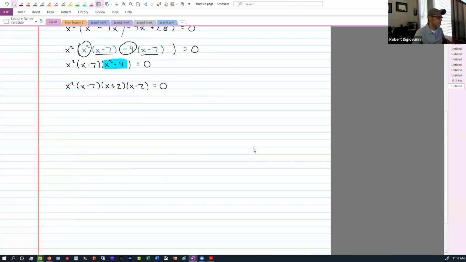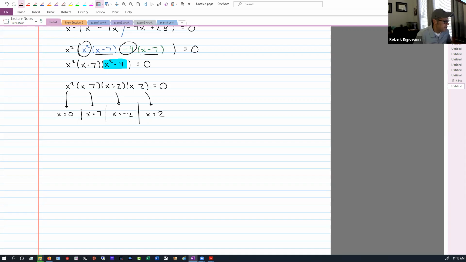Okay, so now at this point, we set each of those factors equal to 0. So when we set that to 0, we get x is 0. When we set this one equal to 0, we get x is 7. When we set the next one equal to 0, we get x is negative 2. And the next one equal to 0, we get x is 2. So I'm skipping the step of actually solving those.